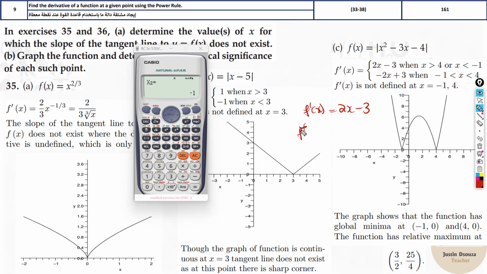And what happens? F dash of x, the same thing. There will be two answers, right? Negative of this: minus of 2x minus 3. The minus sign multiplies inside, so it will be minus 2x plus 3. Sometimes you might think it's minus 2x minus 3. No, the minus sign is for the entire thing. That's why the signs change. Basically, 2x minus 3, and minus 2x plus 3.